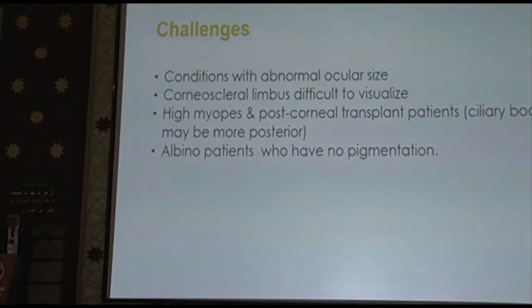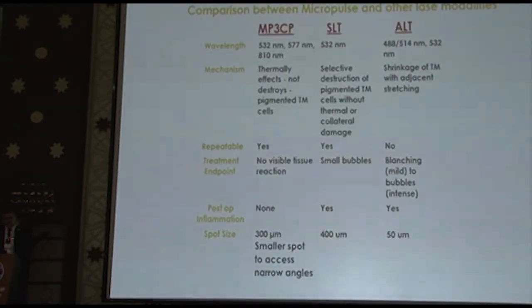There is a challenge in using this technology in conditions with abnormal ocular size or corneoscleral limbus, which are difficult to visualize and localize. It's usually difficult to localize the laser in these cases. Also in high myopes or post-corneal transplant patients, the ciliary body may be more posterior. Also a challenge in albino patients who have no pigmentation.